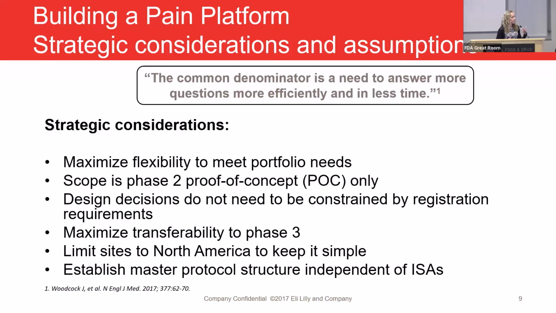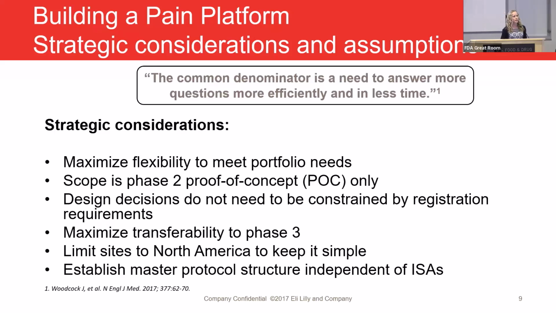This is a phase 2 proof of concept study only, and so we're very specific that it is about hitting it hard, understanding is there a signal or not, and proving that concept. Following this would then be more robust dose finding, ultimately moving on to phase 3. So this particular design was not constrained by registration requirements, although of course we wanted to maximize transferability to phase 3. And as I mentioned, we would have phase 2B to follow. We did limit sites to North America, and the master protocol structure is established, allowing for that flexibility within the ISAs as needed.